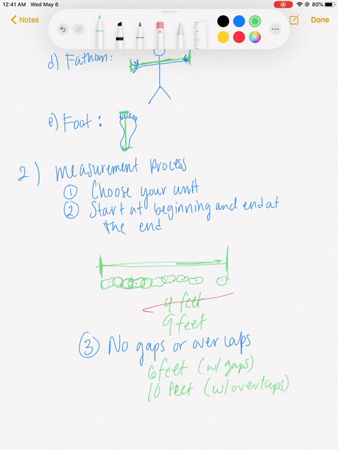So we have 6 feet with gaps. We know that that's not true because the actual is 9 feet. We have 10 feet with overlaps, which means I'm going to overcount the length with units, and so that's not the actual unit. So we choose our unit, we start at the beginning and then at the end, and we have no gaps or overlaps. That's the measurement process.